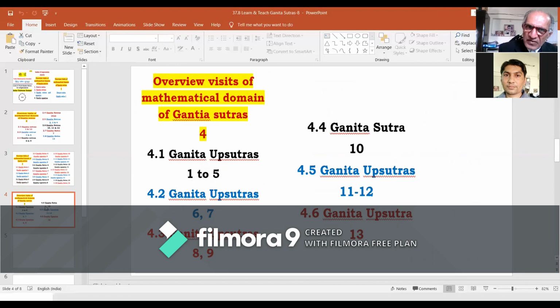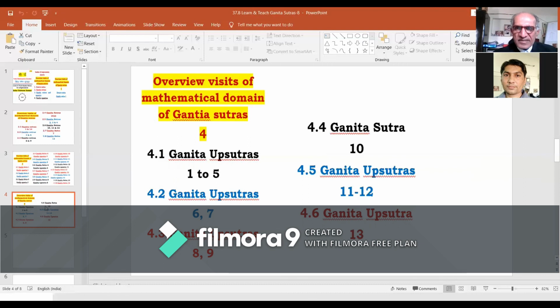The fourth phase of the overview will be the visits of mathematical domain of Ganita Sutras. This will be at first step of Ganita Sutras 1 to 5, then Ganita Sutra 6 and 7 to be taken up together, Ganita Sutras 8 and 9 also to be taken up together, then Ganita Sutra 10 is to be taken up independently, 11 and 12 again will be taken up together, and Ganita Sutra 13 will be taken up independently.